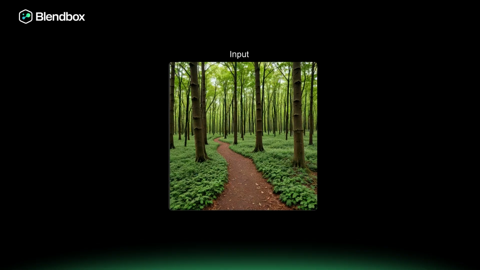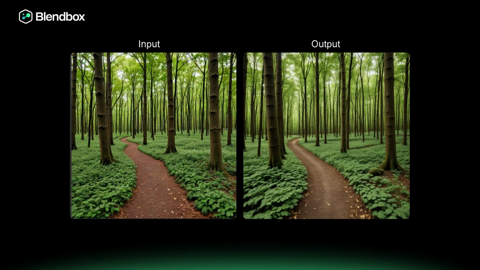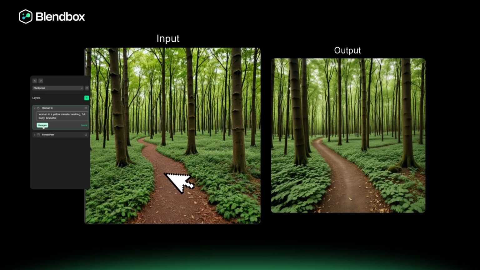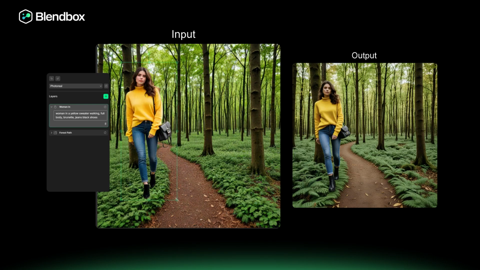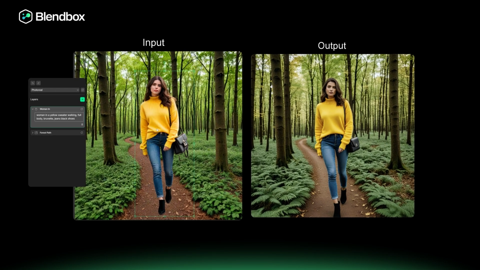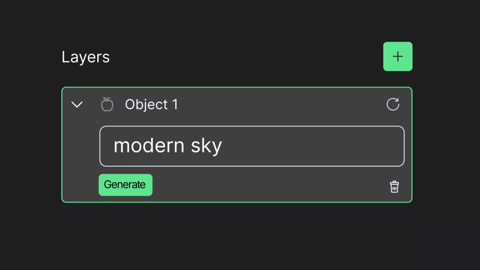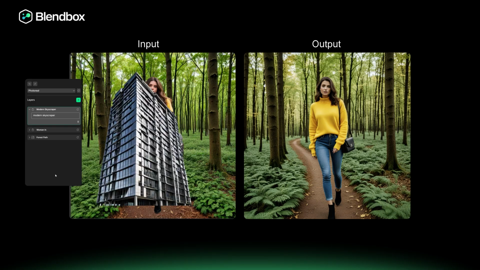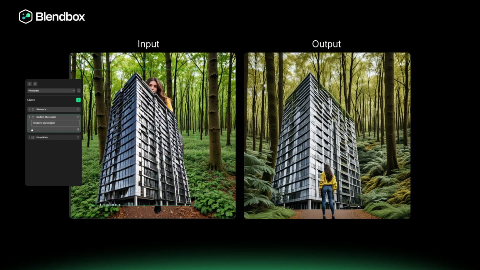Just start with a simple concept like forest path as your background. Putting an object in our scene is as easy as, well, putting it there. Here we'll add a woman in a yellow sweater and place her on the path. And we don't have to think in order either. Let's add a modern skyscraper and drag that layer behind her.